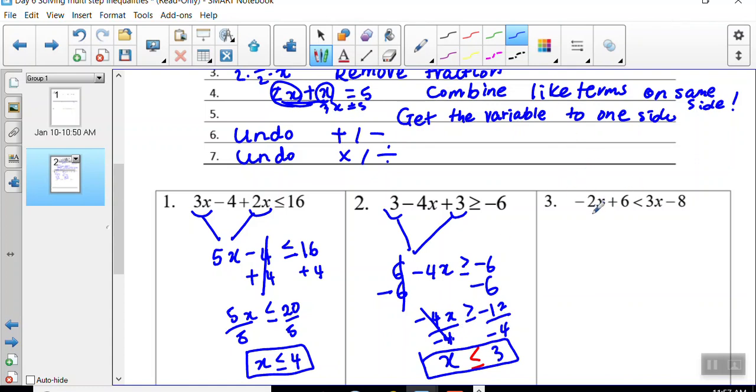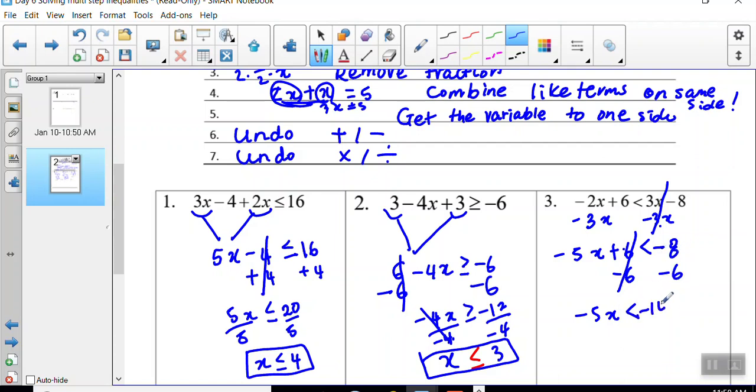Number 3, you have x on the left side and on the right side. They are not on the same side, so you cannot combine them. I'm gonna subtract 3x on both sides to get the variable to one side. Negative 2x minus 3x is negative 5x. Bring down 6, less than 3x minus 3x cancels. Bring down negative 8. And then minus 6, minus 6. 6 minus 6 cancelled. Negative 5x less than negative 8 minus 6 is negative 14.